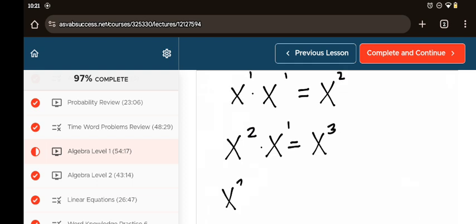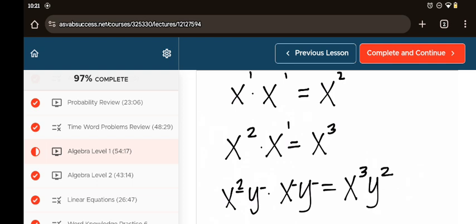Okay? If we have x squared y times xy, we add up the exponents for each variable. So we start with the x. 2 plus 1 is 3. Now we do y. 1 plus 1 is 2. Now, each variable carries its own exponent, so we don't add up the exponents for two different variables, okay?